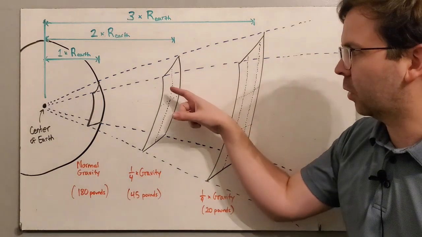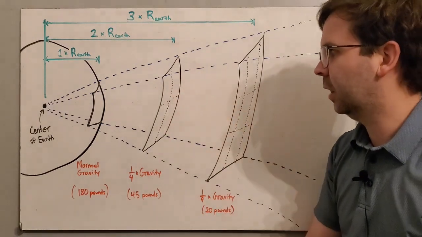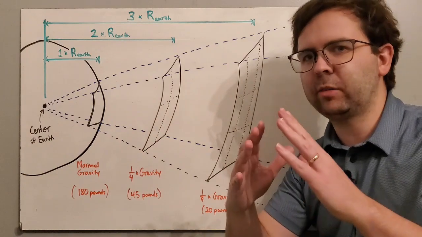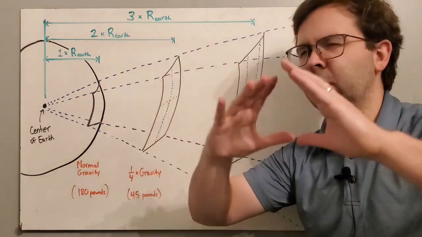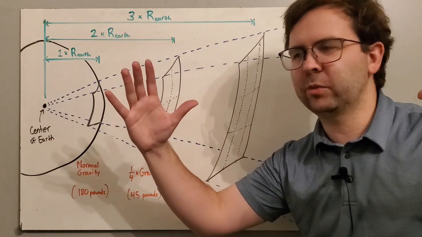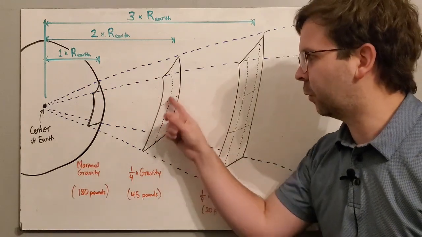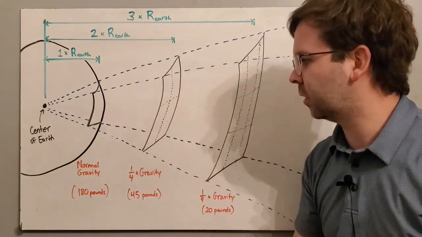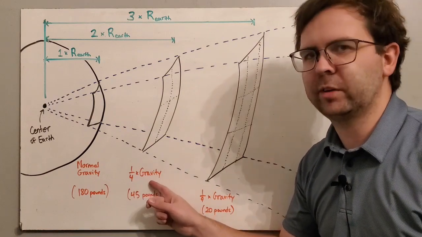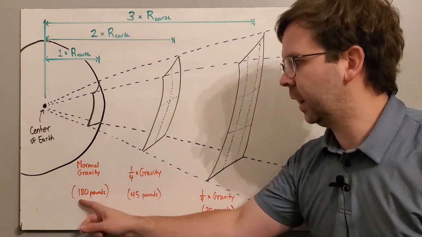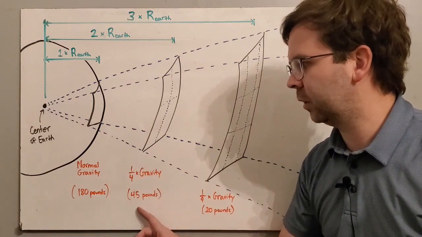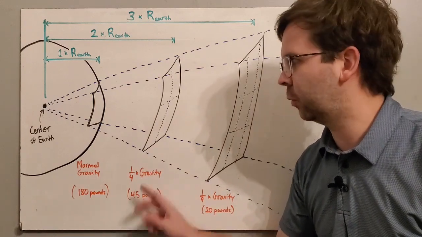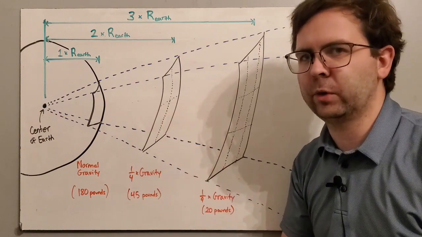Gravity has to cover 4 times as much area. You've doubled the distance, but gravity is having to cover more, an expanding sphere of influence. And so because of that, there's 4 times as much area for the gravity to cover. That's 1/4 the gravitational force. So 180 pounds times 1/4 gives you 45 pounds. So you weigh 45 pounds at this location.